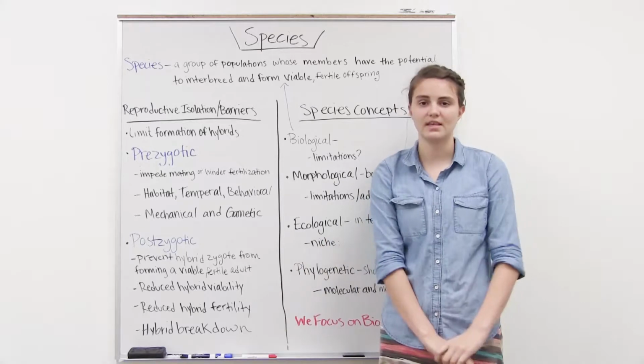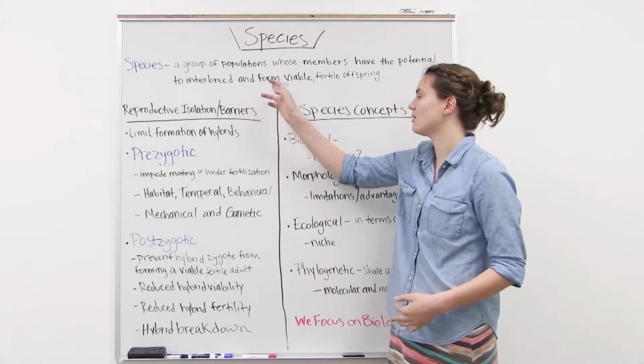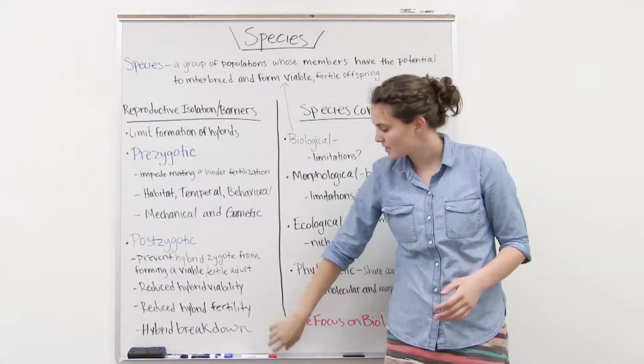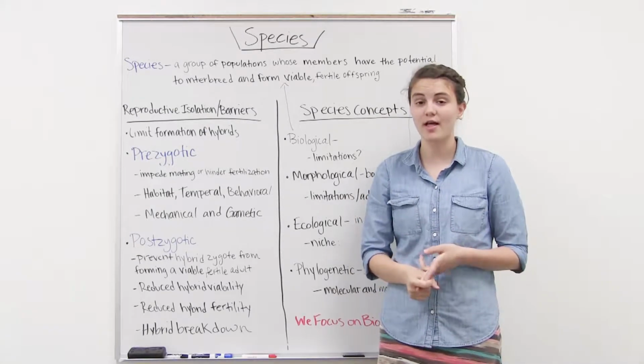However, the mule is infertile and cannot mate and form offspring. So that means that we are not following this species concept because we're not forming a fertile offspring. The last one is hybrid breakdown. In hybrid breakdown, they actually form a hybrid that is viable and fertile.